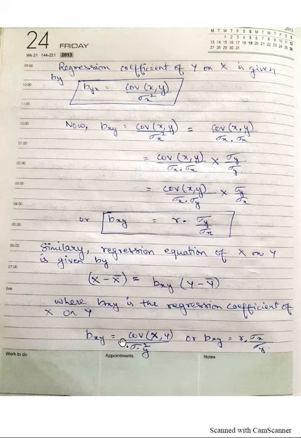So bxy is given by the formula covariance between x comma y divided by variance of y, that is sigma square y. This can similarly be written as bxy is equal to correlation coefficient, that is r into sigma x divided by sigma y.